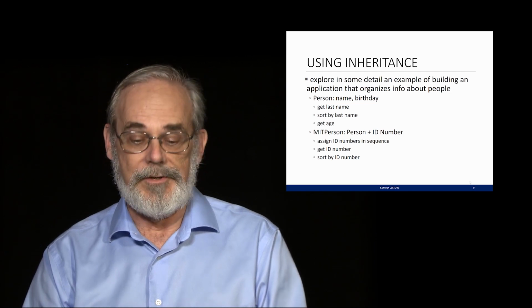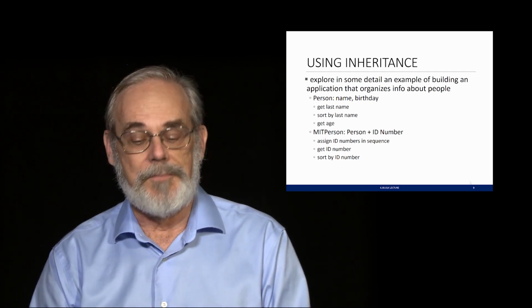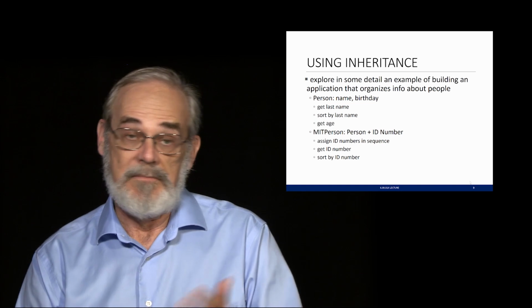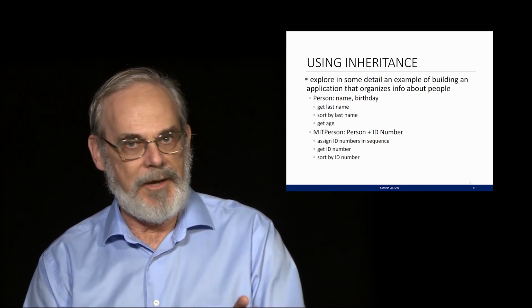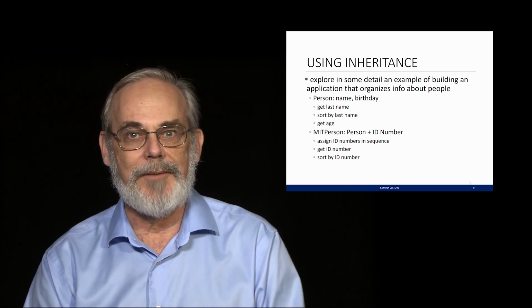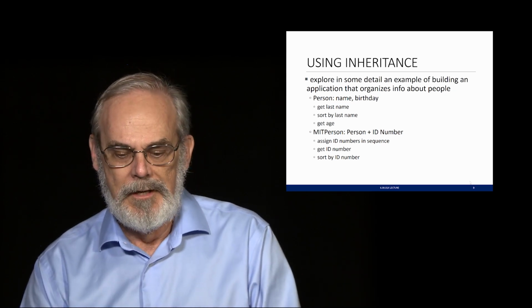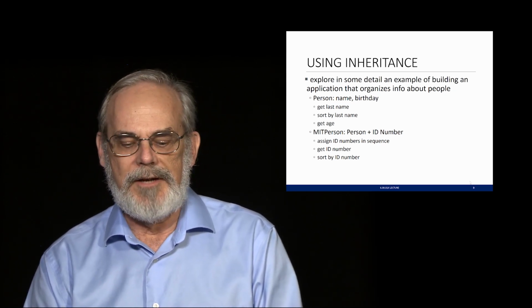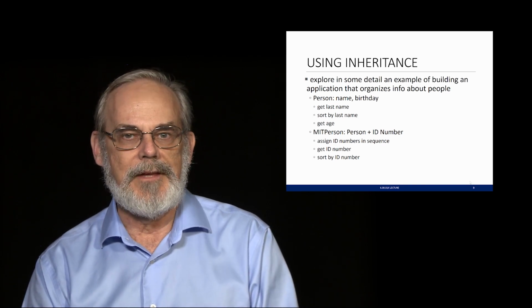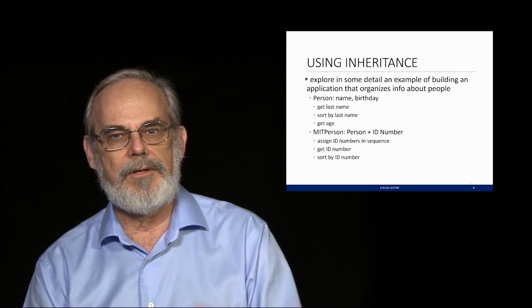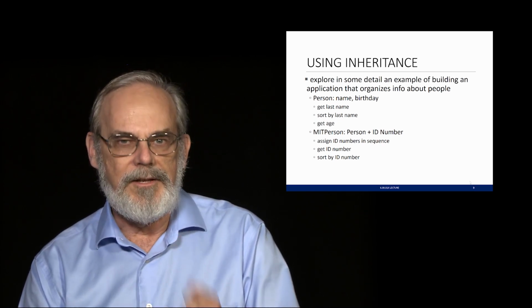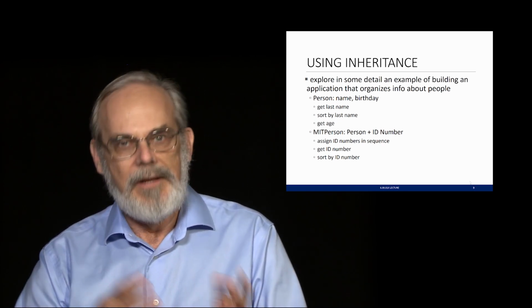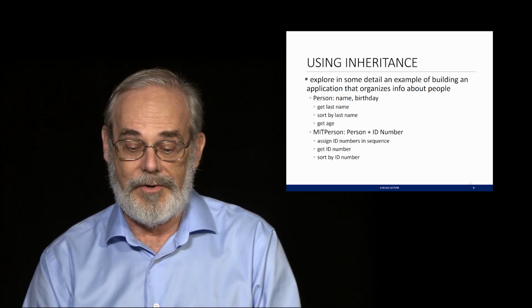I've got the idea of a person. Now I'm going to add a new kind of person, an MIT person. Contrary to popular belief, MIT people are people. They have the same properties. They're born. They have a name. We'll add a few other things, though, to an MIT person. They have an ID number. And one of the things we want to look at is how we can use the ID number to identify specific instances and use that, in fact, for things like sorting.